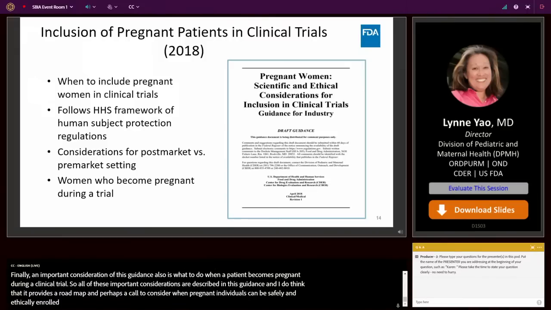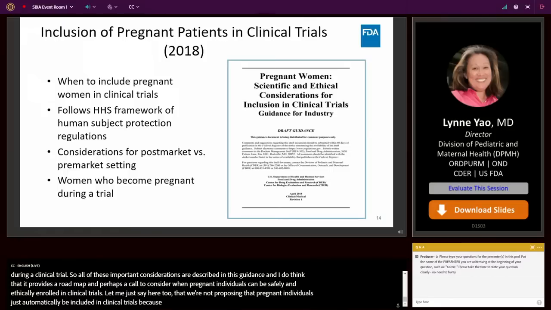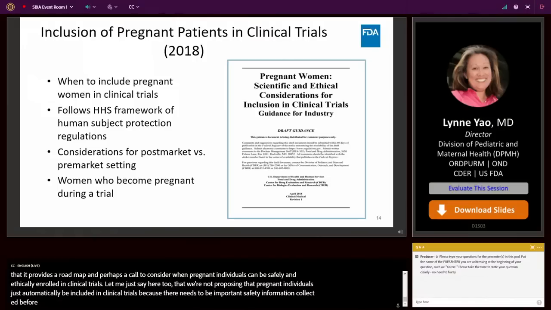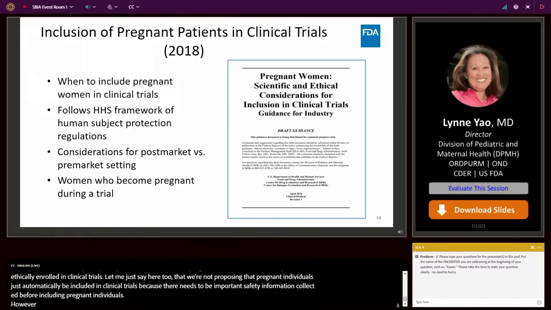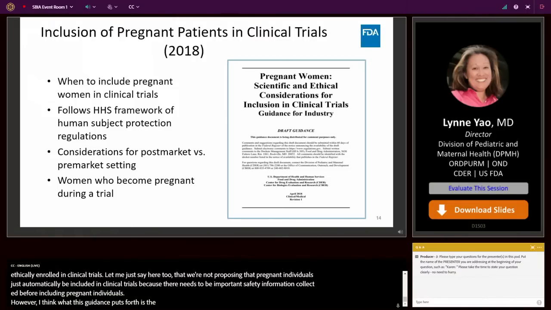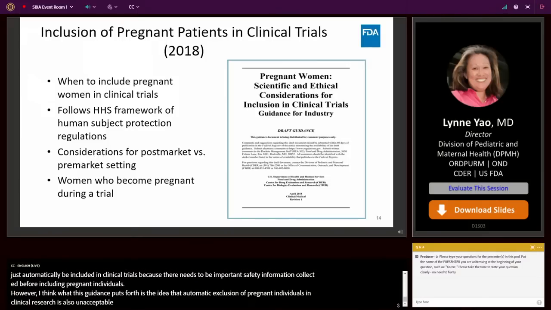And let me just say here, too, that we're not proposing that pregnant individuals just automatically be included in clinical trials, because there needs to be important safety information collected before including pregnant individuals. However, I think what this guidance puts forward is the idea that automatic exclusion of pregnant individuals in clinical research is also unacceptable. And there has to be a careful review and justification for why pregnant individuals would be excluded.